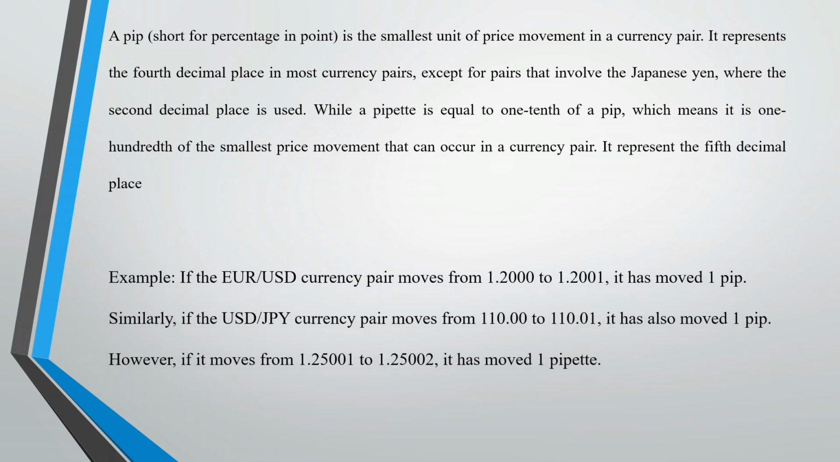Example: if the Euro-USD currency pair moves from 1.2000 to 1.2001, it has moved 1 pip. Similarly, if the USD-JPY currency pair moves from 110.00 to 110.01, it has also moved 1 pip. However, if it moves from 1.25001 to 1.25002, it has moved 1 pipette.